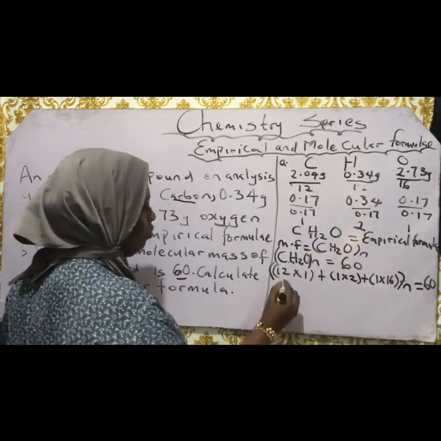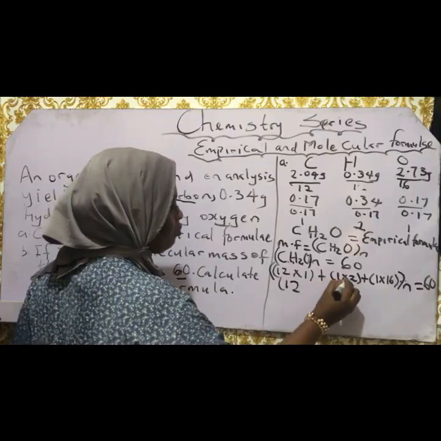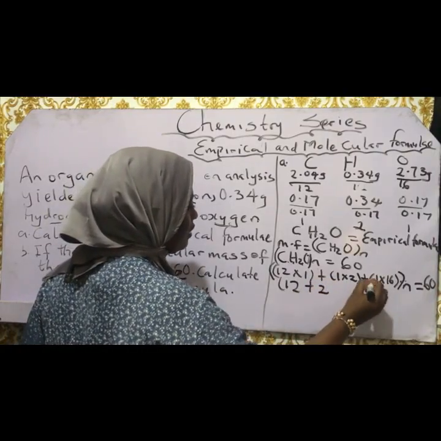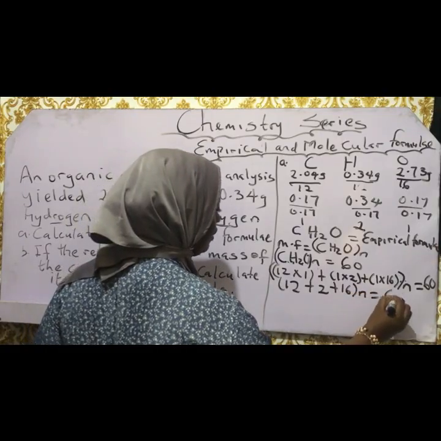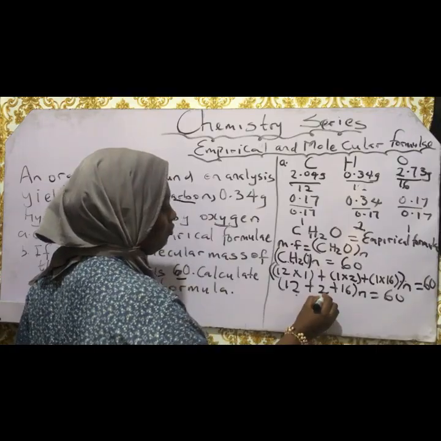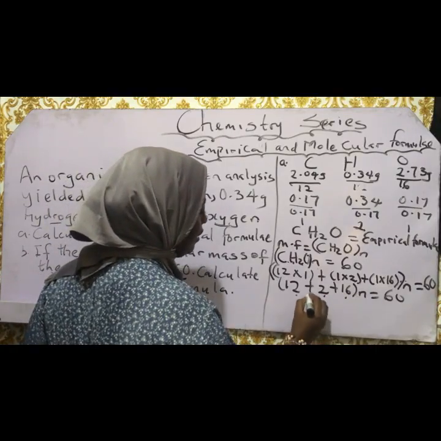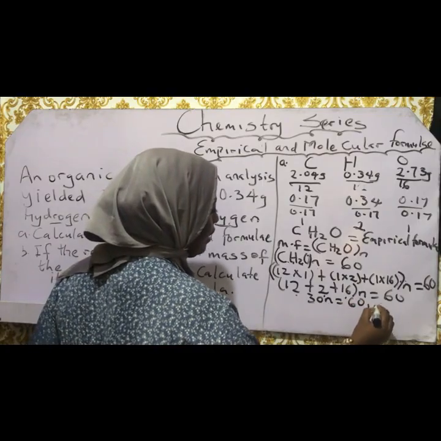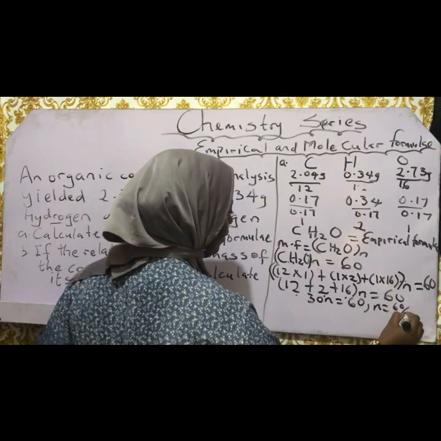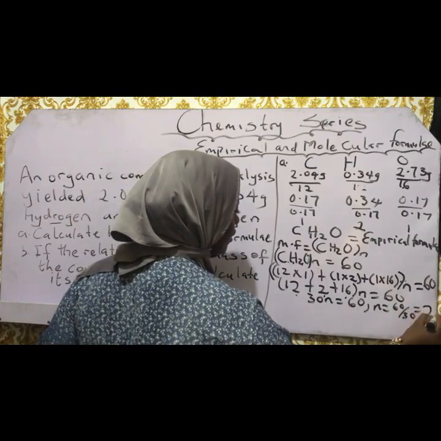So 12 times 1 gives 12. 1 times 2 gives 2. 16 times 1 gives 16. And don't forget n, equals 60. So 12 plus 2, 14, plus 16, that is 30. 30n is equal to 60. n will be equal to 60 divided by 30. So n is equal to 2.